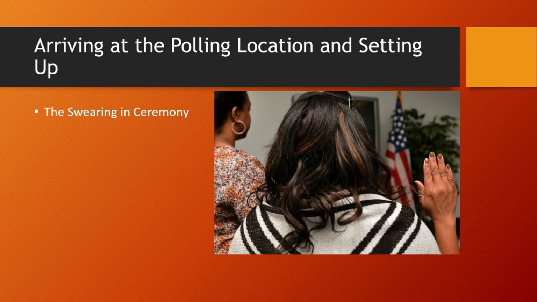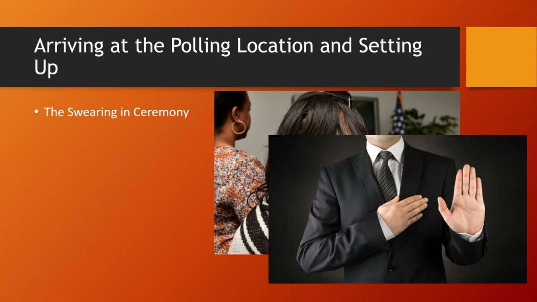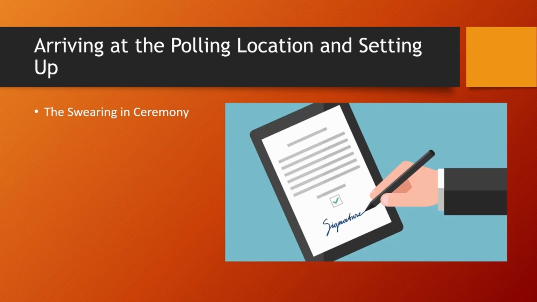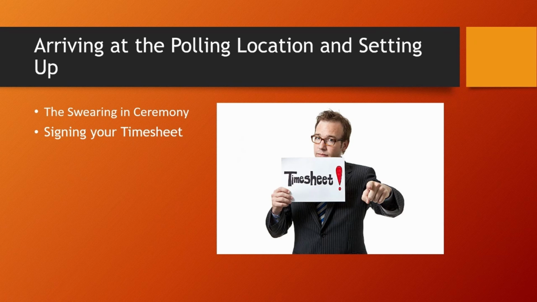One task is the swearing-in ceremony. Here, the tabulator tender agrees to act impartially and independently of outside influence. Once sworn in by the moderator, the tabulator tender must sign the moderator's return, stating that they have taken and will abide by the poll worker's oath. The second task is signing your timesheet. This is the document that will be used by the registrar to facilitate your paycheck.